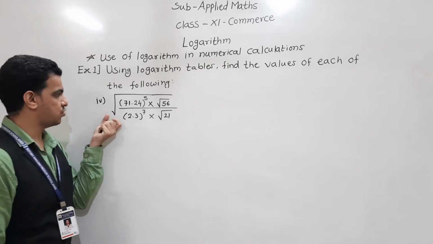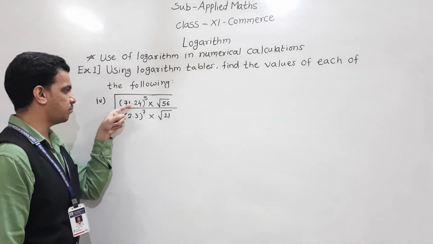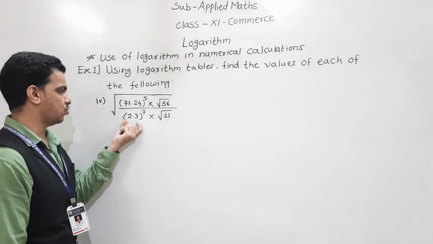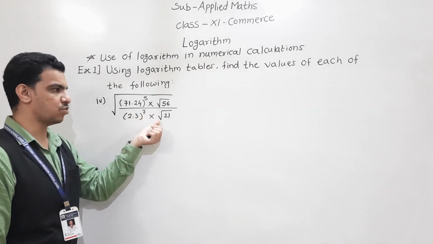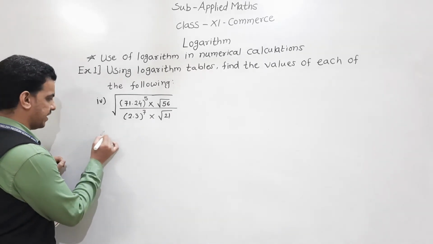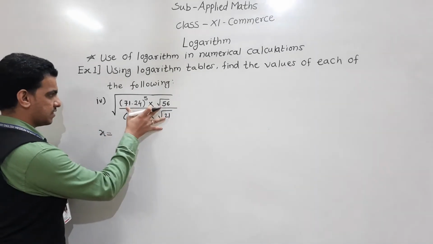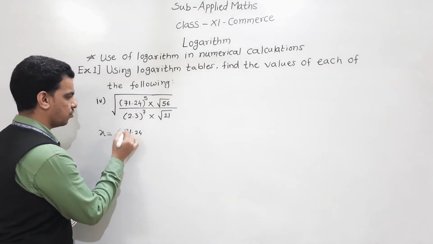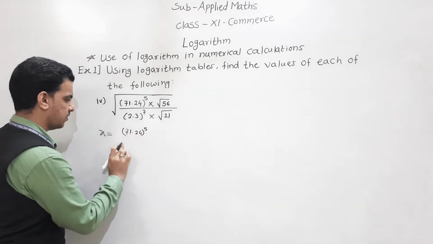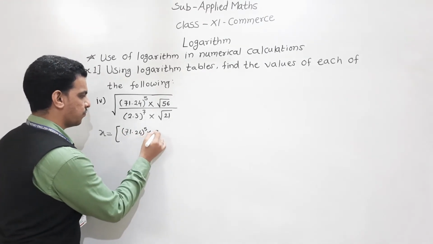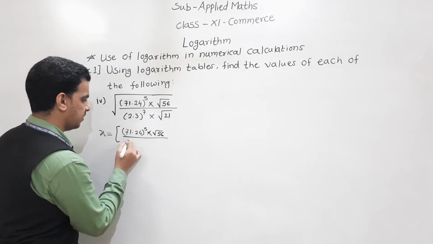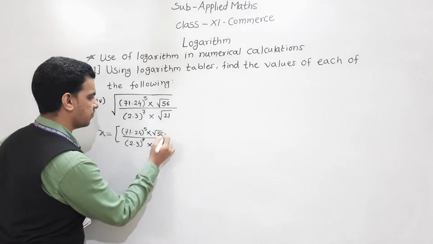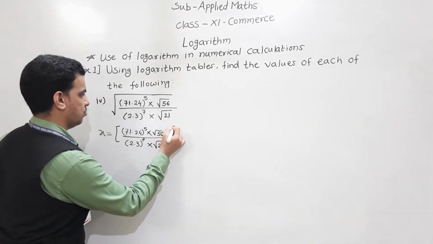Fourth example is square root of 71.24 raised to 5 multiply by root 56 divided by 2.3 raised to 7 multiply by root 21. Okay, so we have to suppose that x is equal to this number. So this is in square root, so we can write 71.24 raised to 5 multiplied by root 56 divided by 2.3 raised to 7 multiplied by root 21, all raised to 1 by 2.